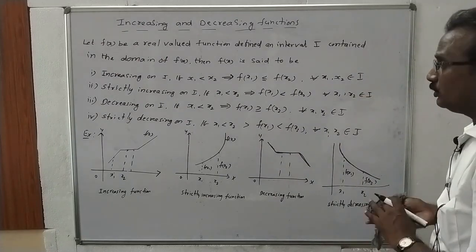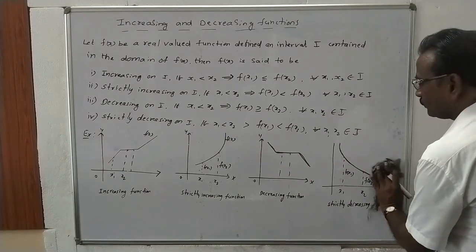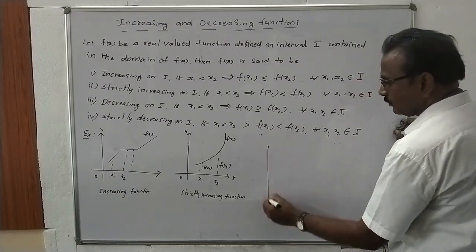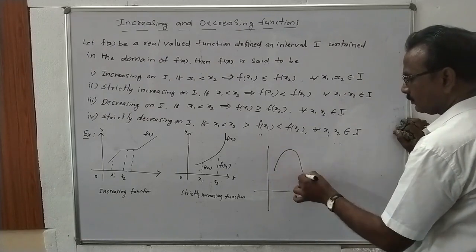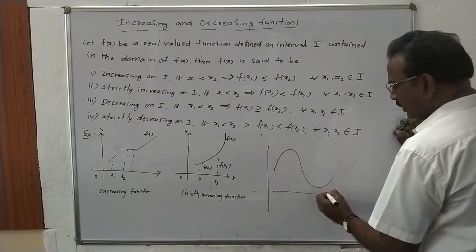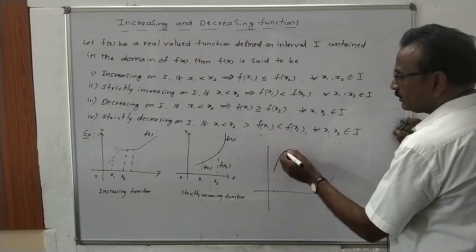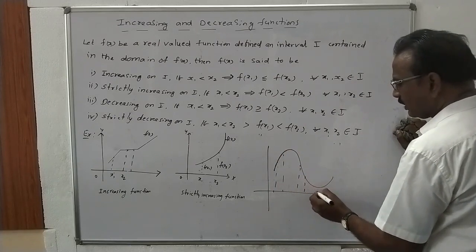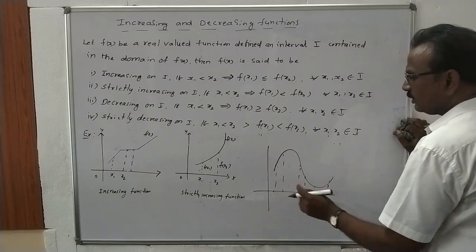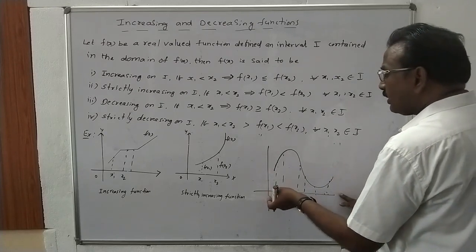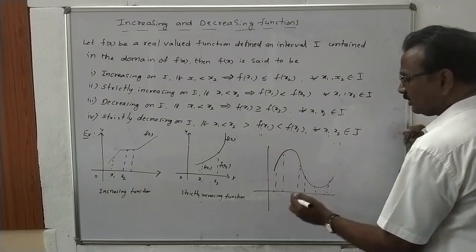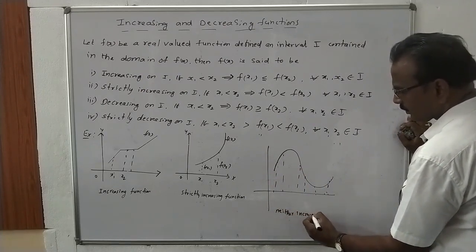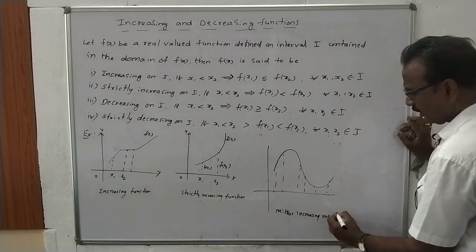So this is the geometrical definition. Suppose in this interval, sometimes the height of the graph is increasing, after that decreasing, then again increasing. So in this interval the height of the graph is sometimes increasing and sometimes decreasing, so this is neither increasing nor decreasing.